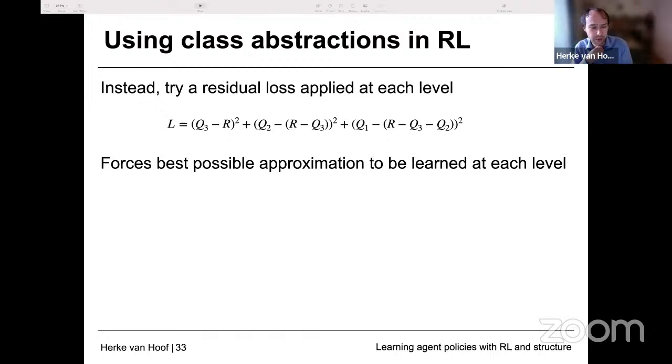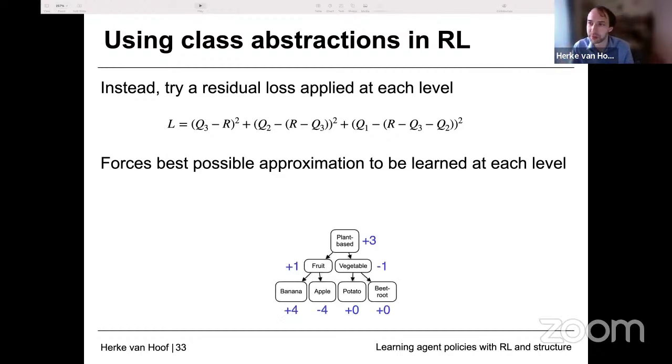So we have another approach that we call the residual approach, where we have a loss at each level. At the highest possible level of abstraction, we just want to do as good as we can. And then at every lower level of abstraction, we want to correct as much as possible the errors that are still remaining from the higher level. This forces the best possible approximation to be learned at each level individually. So it forces this interpretation of a tree where shared likes or dislikes are brought up as high as possible in the tree, which helps in generalizing to new concepts.